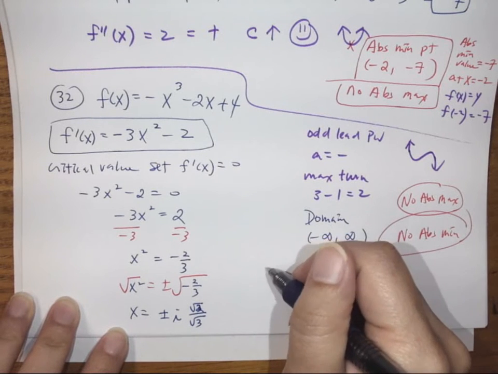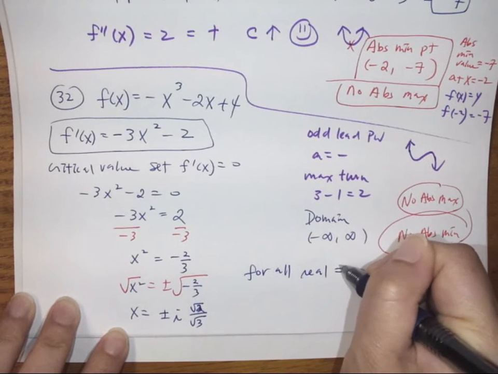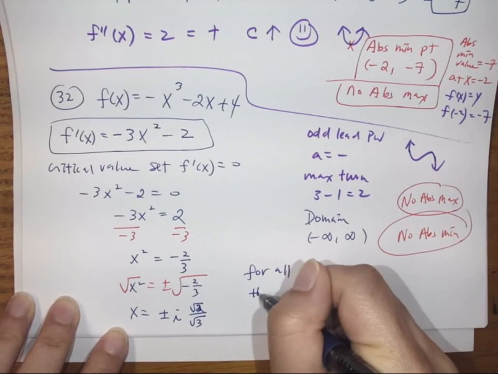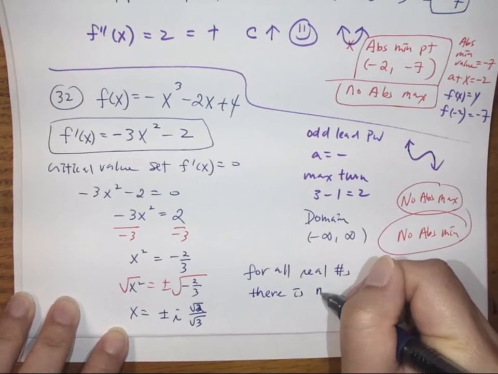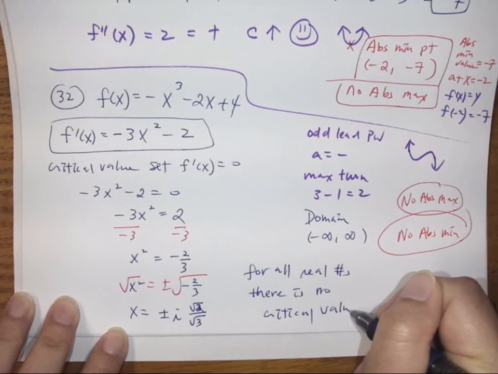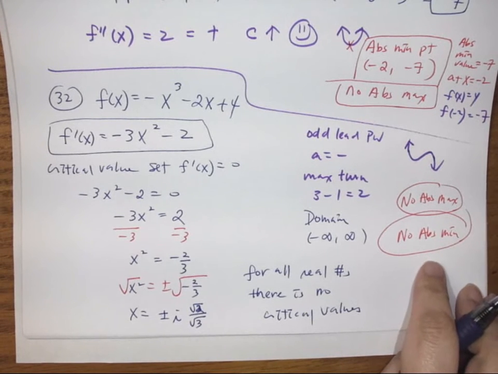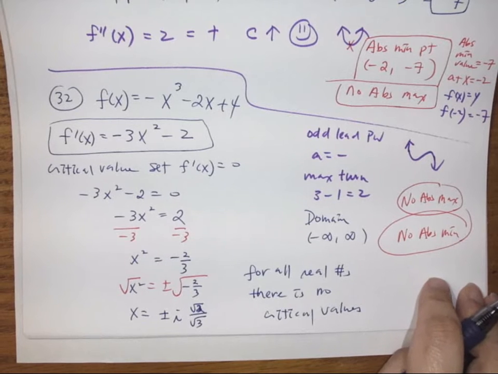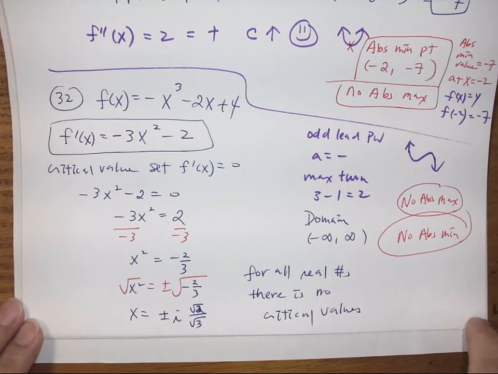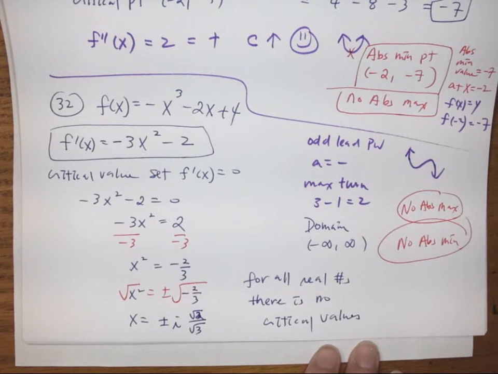So for all real numbers, there is no critical values. So that's why we don't have the absolute maximum. And if you understand the end behavior in the graph, that also suggests you don't have absolute maximum and minimum. Okay, let's try the next question.